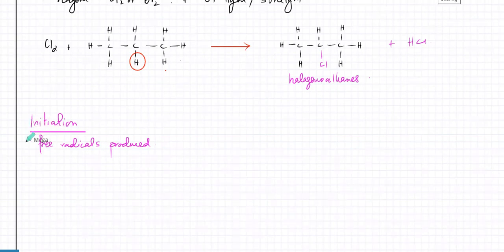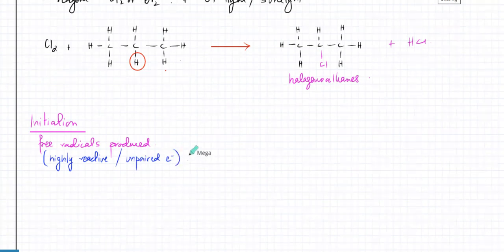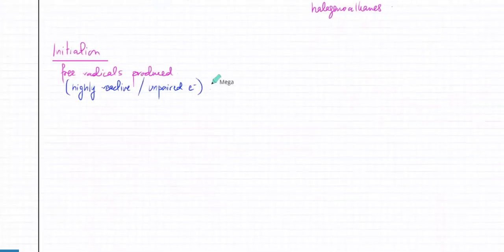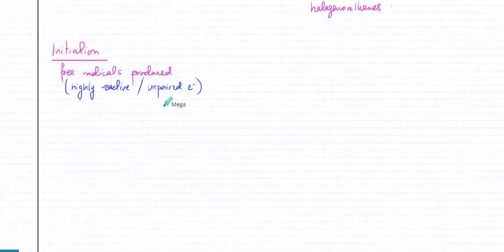So it is highly reactive, that's correct. And the reason it's highly reactive is because it's got unpaired electrons. So its bonds are not complete. So it's a species with unpaired electrons, which is why it's going to try and bond with other things, try to gain electrons from someone. So the free radicals are produced because of UV light.